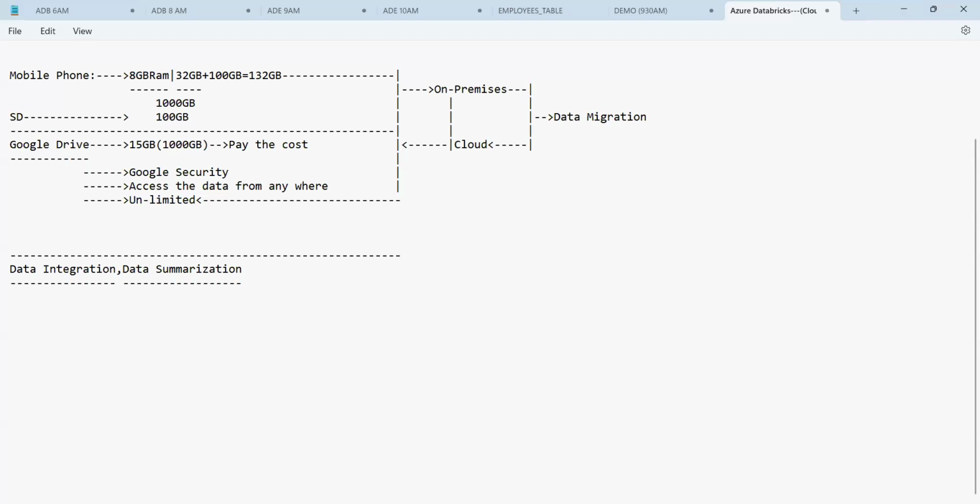So now guys, let's go ahead with data integration and data summarization. When we talk about data integration and data summarization, let's take an example. Suppose the task of the day is that you want to cook a veg curry.